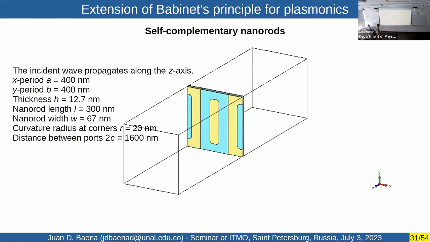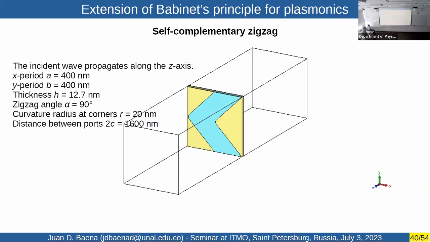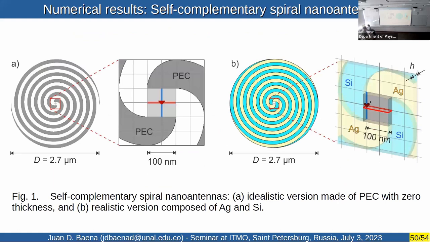I will move to the very important part of this talk. I'm taking too much time, and then I will go to the self-complementary antennas. Let's assume that the Babinet principle can be recovered for that specific thickness of 12.7 nanometers. And then let me remind you one of the self-complementary antennas which Yake was proposing.